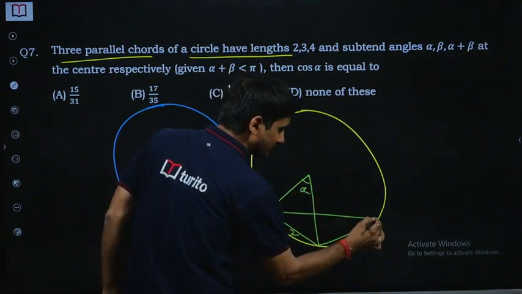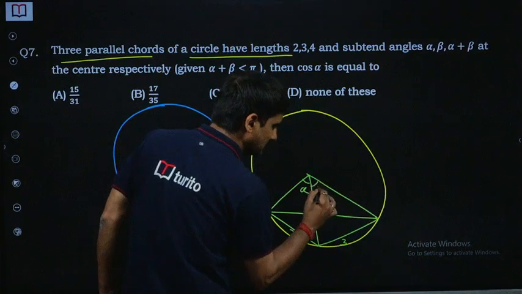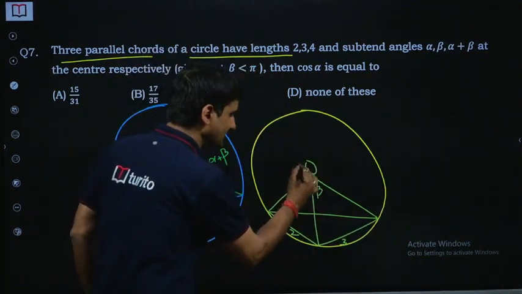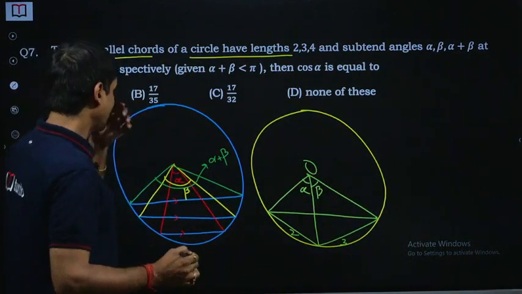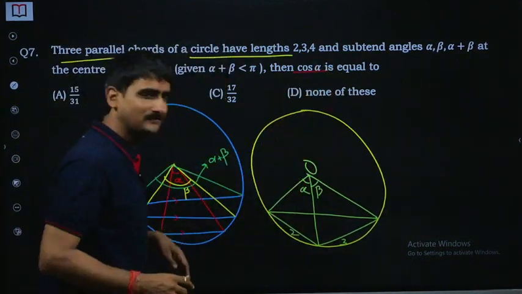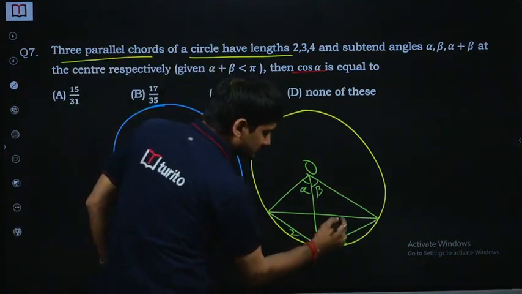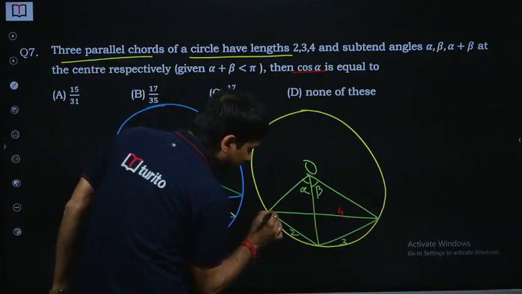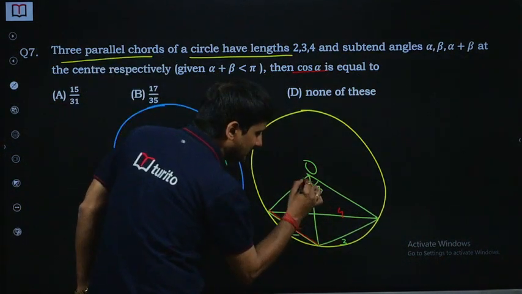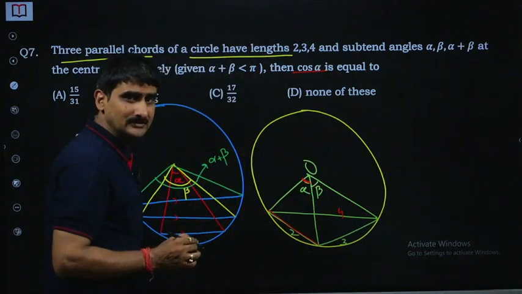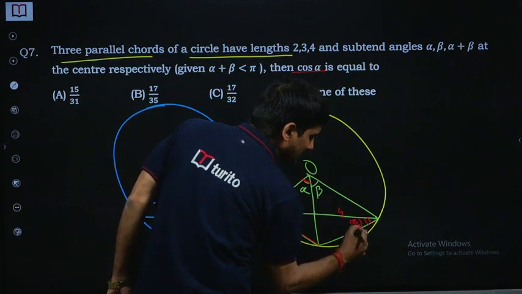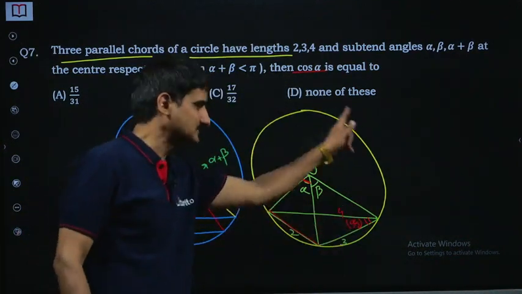Alpha, then 3 units beta, and then for 4 units it's alpha plus beta. Now what we have to get here is cos alpha. So alpha plus beta is less than pi, which is fine. So this is 3 and this is 4. Now we need cos alpha. Now the 2 unit chord subtends angle alpha at the center, so it will subtend its half at any point on the major arc. So for this chord, this is the major arc.